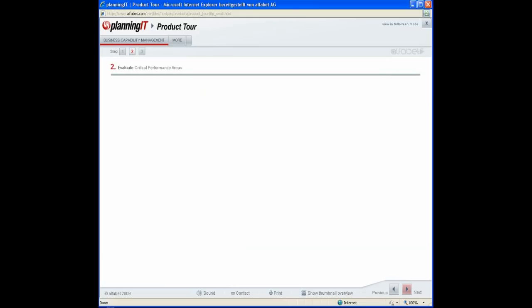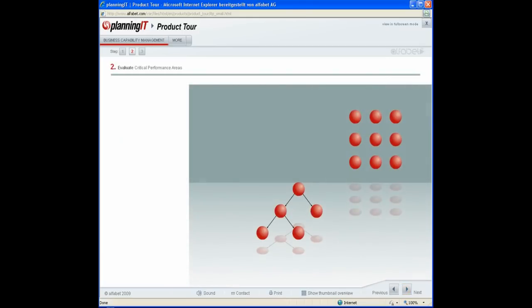Step 2. Evaluate critical performance areas.